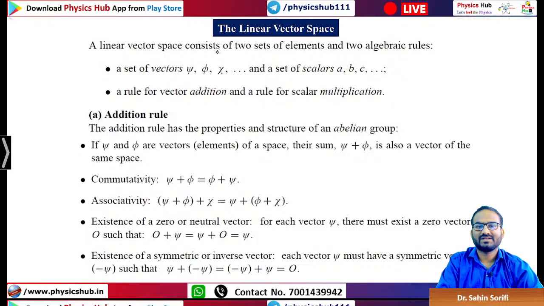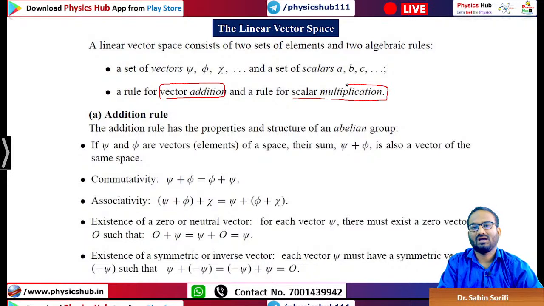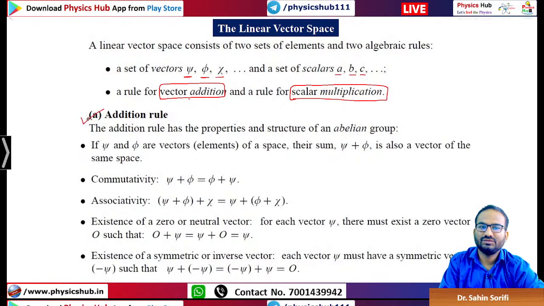A linear vector space consists of two sets of elements and two algebraic rules. One is vector addition, and the other is scalar multiplication. Here we define a set of vectors like psi, phi, chi, and so on, and we also define a set of scalars a, b, c, and all. It is subject to two different rules. One is the vector addition rule, another one is scalar multiplication. So let's talk about this vector addition rule. It has certain properties and the structure of an abelian group.